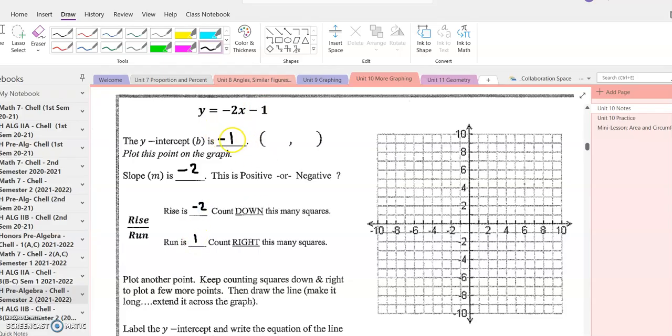So plot the y-intercept first. -1 means down 1. And the slope is -2/1, so up 2 and left 1, or down 2 and right 1. Either one of those would work. And that would give us this line here. Hopefully you guys had something similar. If not, go ahead and change it.